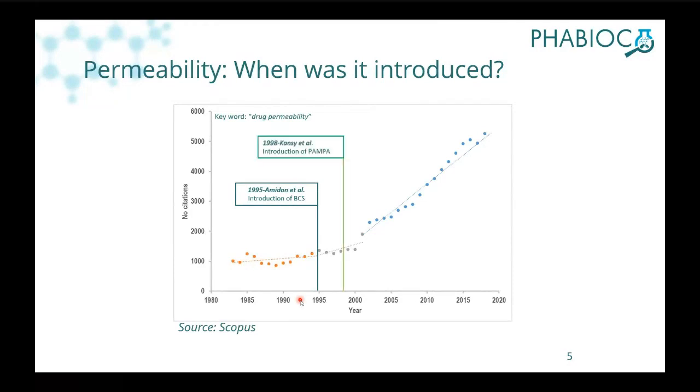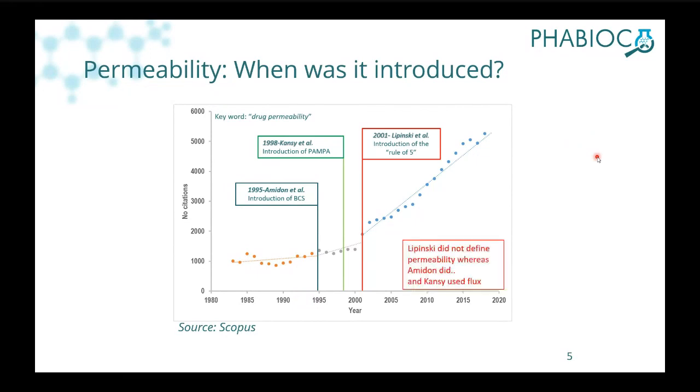After this, just 3 years later, Kansy et al. introduced the first in vitro permeability tool, the PAMPA, the parallel artificial membrane permeability assay. And just 3 years later, Lipinski introduced the so-called rule of five that we all know. The combination of these three events has definitely boosted permeability as a concept, because the number of publications and citations has exponentially grown after these times.